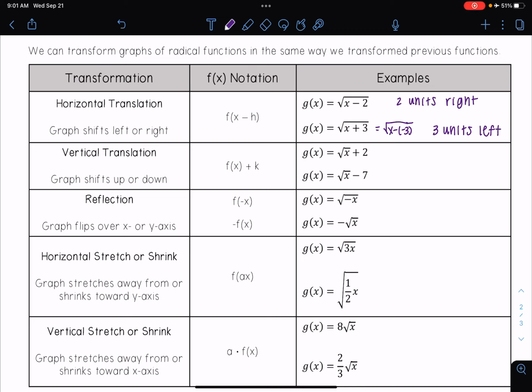We also see a vertical translation. That's when the graph shifts up or down. And so function notation for that is going to look like f of x plus k. So for example, here I have the square root of x plus 2. That means this is going 2 units up. And then below that, square root of x minus 7. That minus 7 means that's going 7 units down.